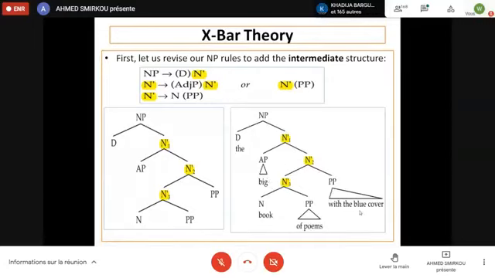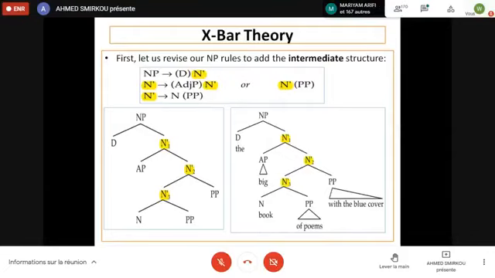The big book of poems with the blue cover. So here, at the first N-bar, we branch the adjective phrase. The second N-bar, remember, the complement is always the one that is closer to the lexical category. Here it is book. The head is always closer to the lexical category. Then the preposition phrase, which is an adjunct, or an adverb phrase, which is an adjunct, must be far away from them. Remember this, please. The complement and the head are always sisters, which means they are always branched from one node. The adjunct is far away from them.